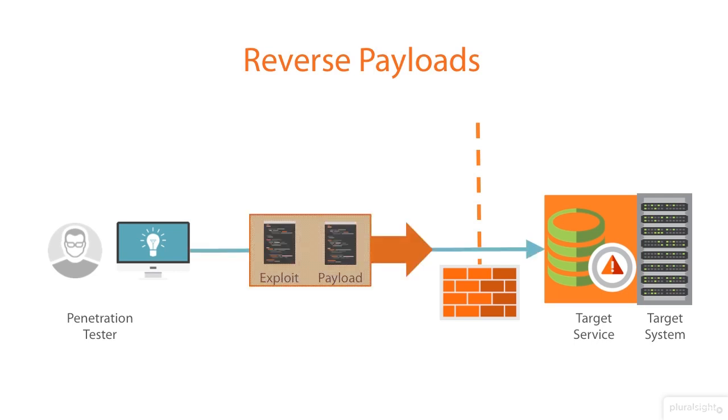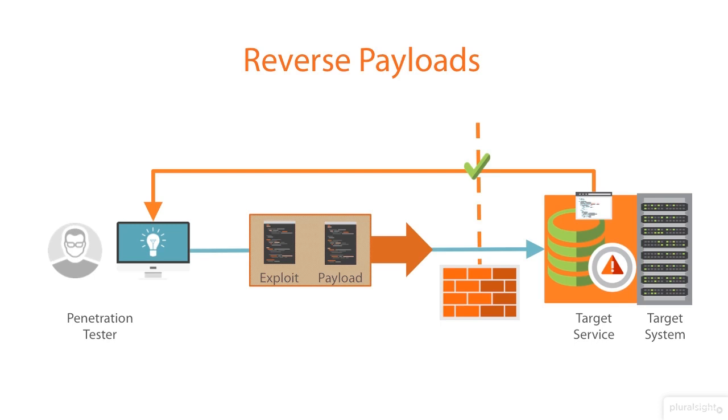The exploit and payload is again delivered to the target service, which is permitted through the firewall. The payload code runs. Only this time, it will make the connection back to the penetration tester's workstation, which has the Metasploit framework waiting for the connection. It passes through the firewall this time because the firewall has a policy that allows all outbound connections.